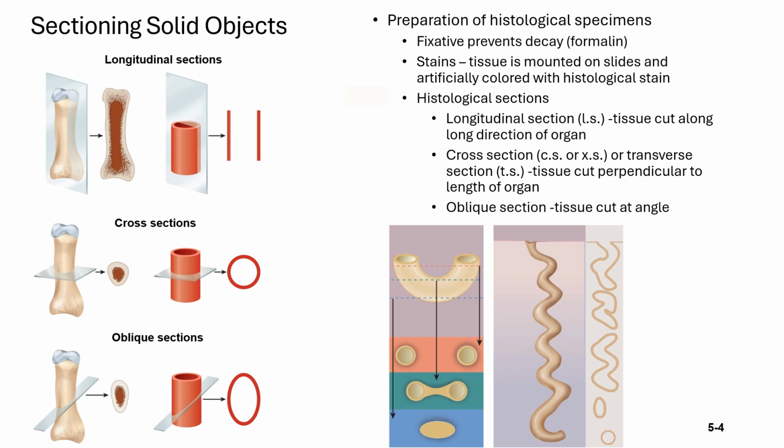Next, after fixing the histological section, the tissue is mounted on slides, and then they are stained. Stains bind to different components of the cell, and when you look through the microscope, you can identify the different components of the cells.